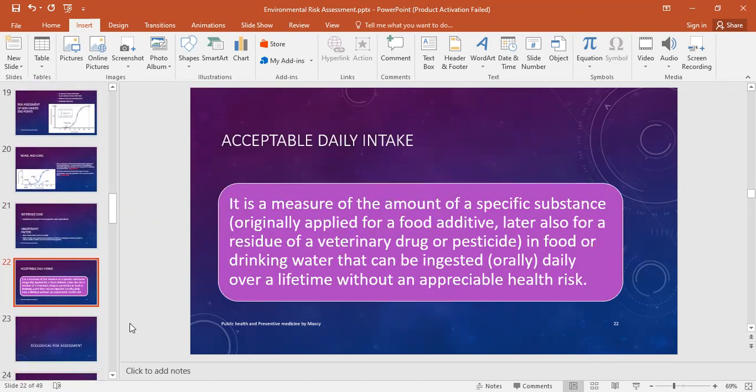Acceptable daily intake. It is a measure of the amount of a specific substance, originally applied to food additives and later also to residues of veterinary drugs or pesticides in food or drinking water, that can be ingested orally over a lifetime without any appreciable health risk. So this is the acceptable daily intake.